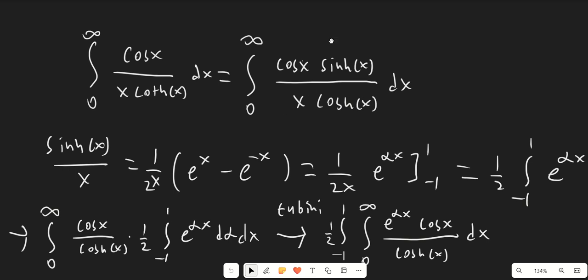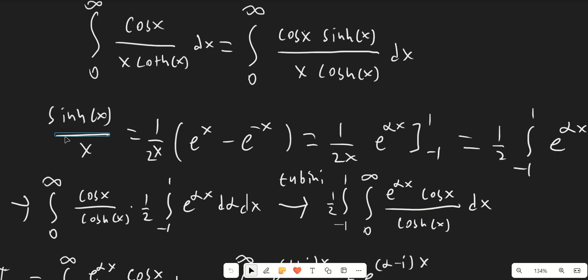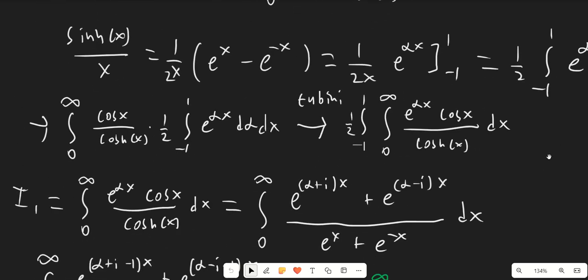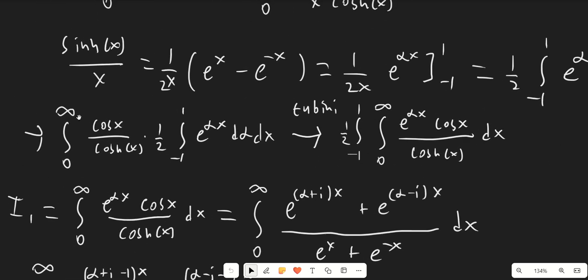So let's see if we can find a way to compact these two functions into one. The way I'm actually going to do this is I'm going to rewrite sinh x using the exponential form, 1 over 2x times e to the x minus e to the negative x, which is the same as 1 over 2x times e to the alpha x evaluated at alpha equals 1 and alpha equals negative 1. And this is the same as 1 half times the integral from negative 1 to 1 of e to the alpha x d alpha. So we can go ahead and substitute this in: the integral from 0 to infinity of cosine of x over cos x times 1 half the integral from negative 1 to 1 of e to the alpha x d alpha dx.